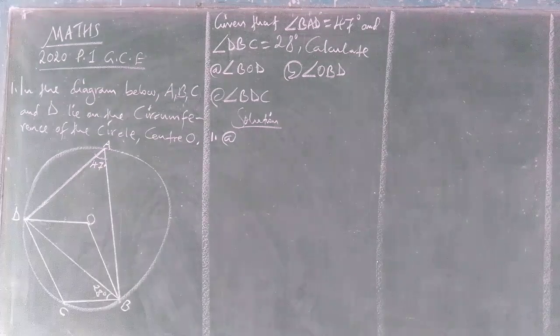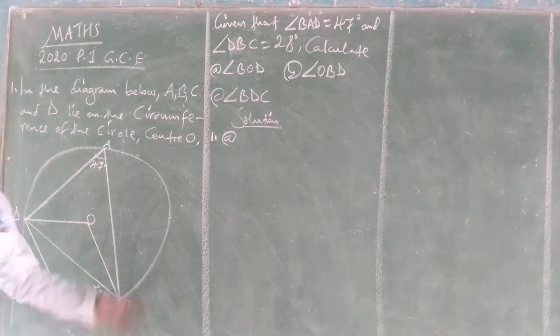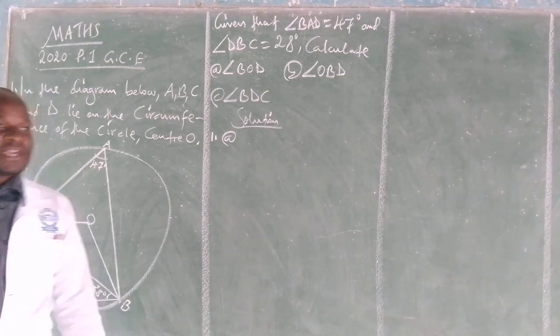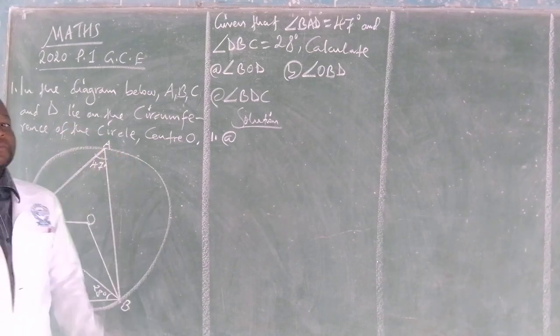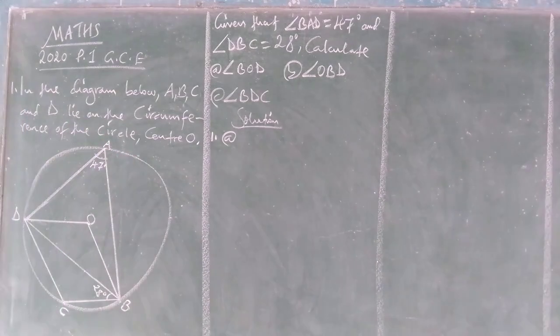Remember, we are heading towards the exam and it's very important that you go through past papers. And here is what we are doing. We go through strictly questions from past papers. We have a 2020 paper 1 G.C.E. question on the circle theorem.